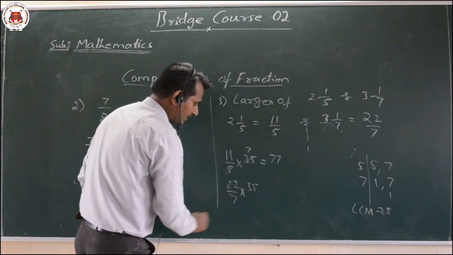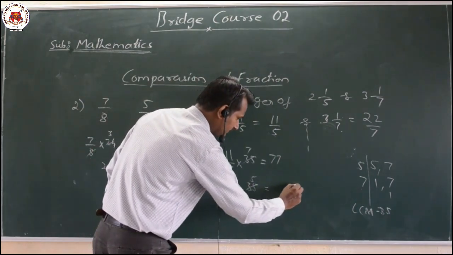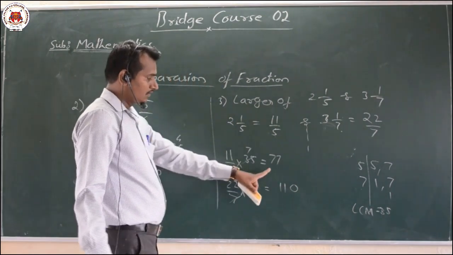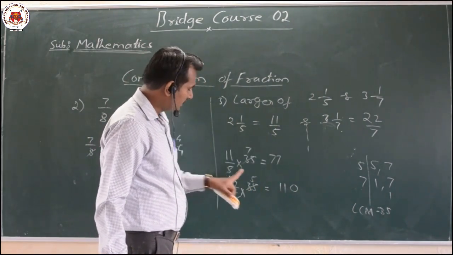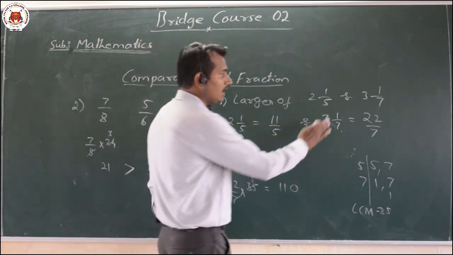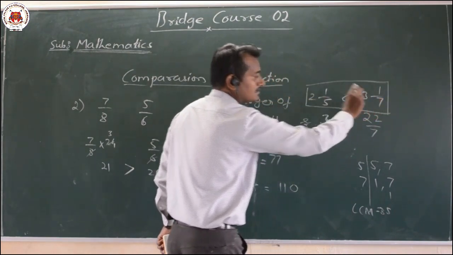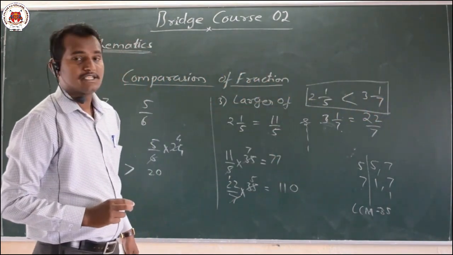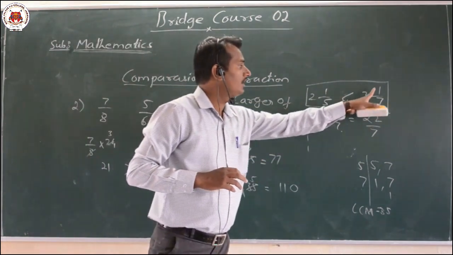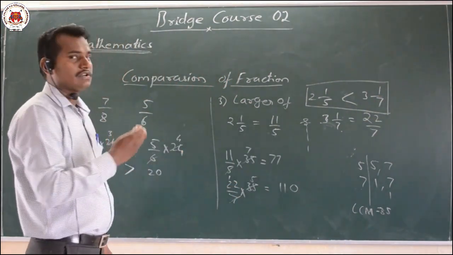Again, 5 22s are 110. So we got 110 for this one, and for 11 by 5 we got 77. Among these two, we conclude that this value is larger: 3 into 1 by 7, the mixed fraction, is the largest value. Dear friends, this is nothing but our comparison of fractions.